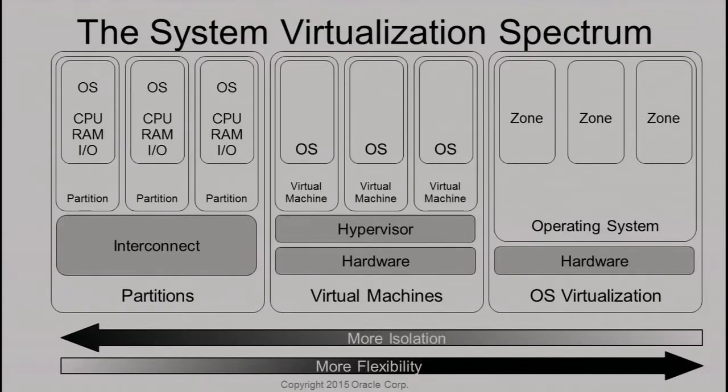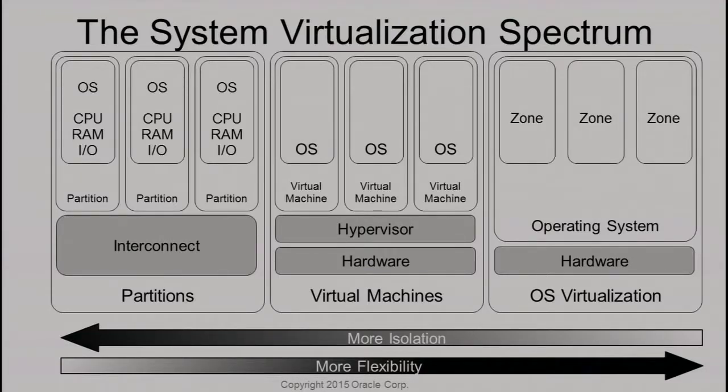I've been using this diagram. I keep modifying it, but I've been using this for almost a decade now to discuss those different kinds of virtualization. Over on the left-hand side, partitioning, where you have the best isolation. So you have more isolation as you go farther that way, but the least flexibility.